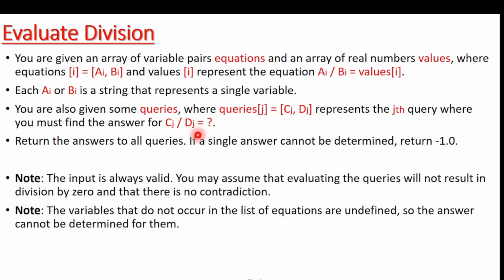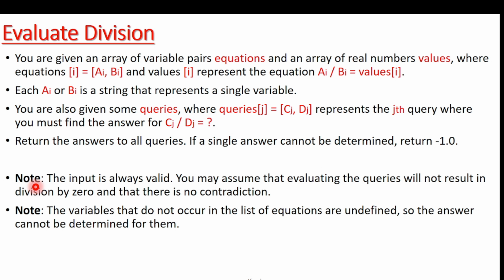The queries can be multiple because it's also an array. In the array there will be multiple pairs, so at each index we will have two values, c and d. We have to divide them and find that value. Return the answer to all the queries. If a single answer cannot be determined, return -1.0. Wherever the value cannot be answered, you represent it as -1.0.